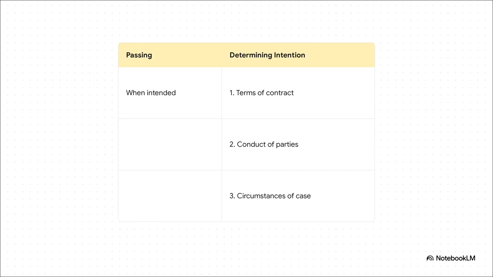But if their intention is ambiguous, how do we find it? Well, the courts will look at the contract's terms, the conduct of the parties, and the surrounding circumstances of the case. Here is a pro-exam tip for you. Draw a clear, structured list or table in your answer booklet exactly like this. Evaluators award maximum marks for neat, tabular representations of statutory tests. It just makes their job easier.